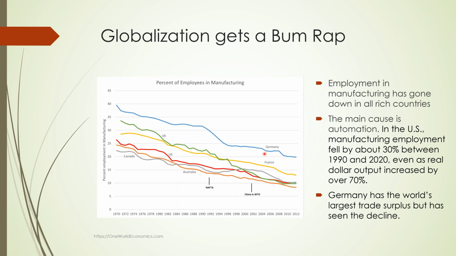So the main cause is automation. In the United States, manufacturing employment fell by 30% between 1990 and 2020, even as real dollar output increased by over 70%. So it's automation and technology change. They simply do not need as many people now to manufacture as much as we used to. And that's like agriculture. Agriculture used to be 80% of the population, now it's 1%. Okay. Nobody blames trade for that because we have a trade surplus in agriculture.